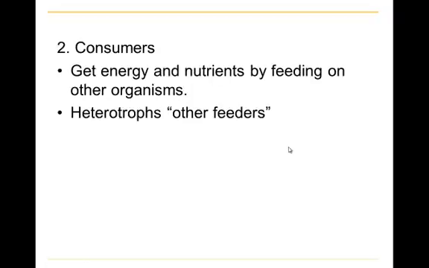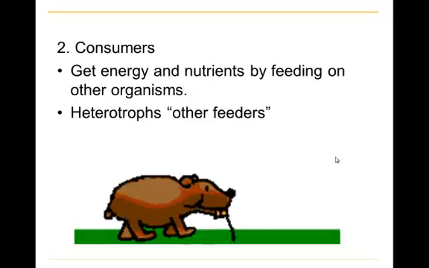Consumers are heterotrophs. Hetero means other, troph means feeding. These are other feeders. Heterotrophs are unable to make complex biological macromolecules from simple inorganic molecules in the environment, so they must go and forage for these things. They go and forage for food. When you get hungry, you don't just stand in the sun, you go and look for some food, and that's what all heterotrophs have to do.